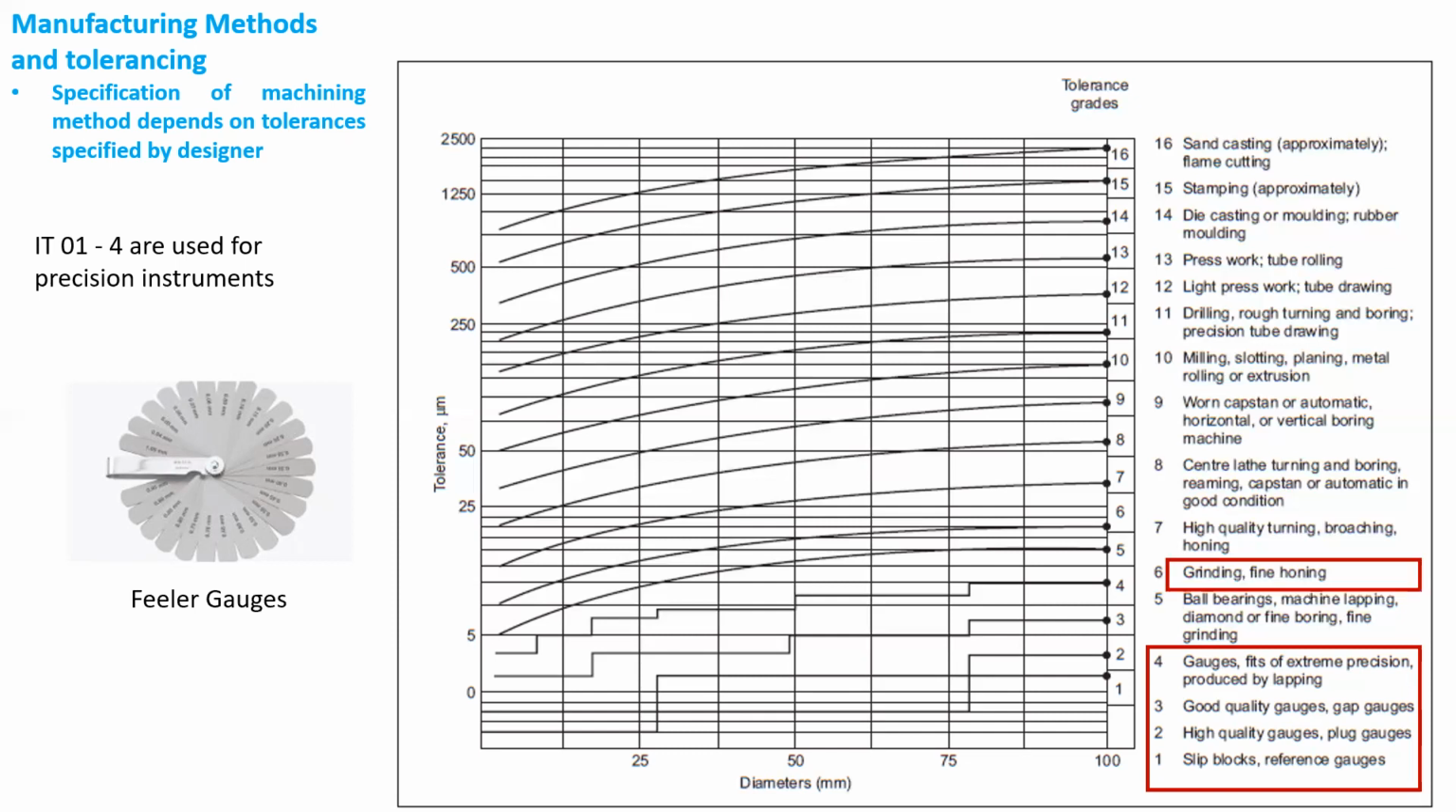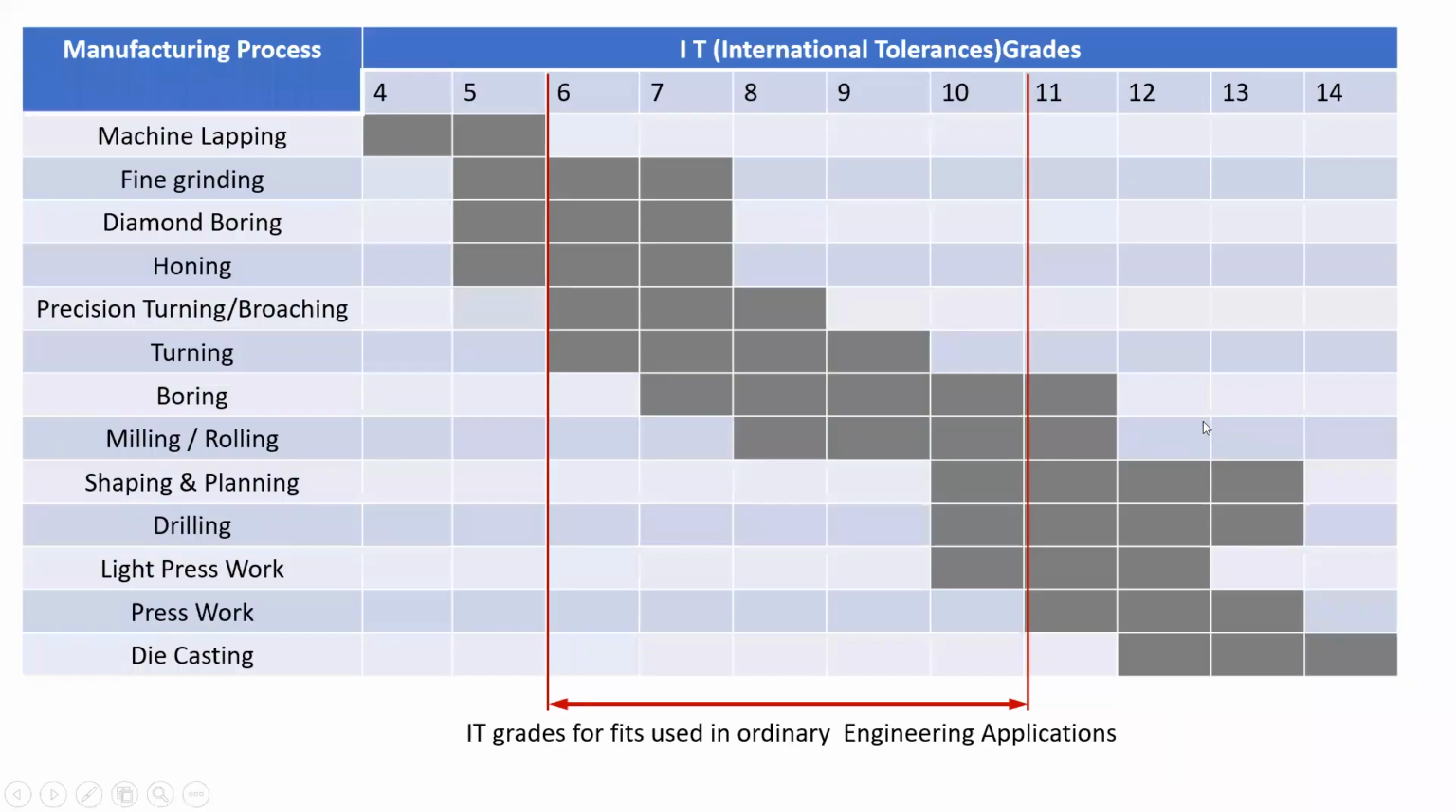Now further we can see here, the IT grade 6 can be produced by grinding and fine boring. Similarly, IT grade 10 can be produced by milling, slotting, and so on. So what we understand is that once the IT grades are specified, we can determine the machining method that is convenient to produce that specific IT grade.